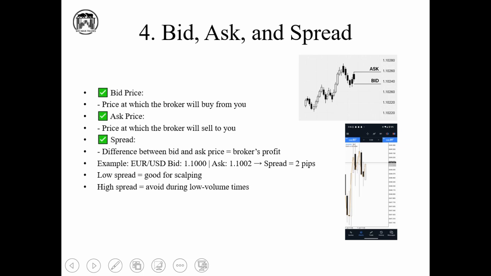And then we have the bid and ask, and then spread. So bid price is the price at which the broker will buy from you. And ask price is the price at which the broker will sell to you. So the spread is the difference between the two. The day you start trading, you'll see I have these two images. You'll notice there are usually two lines at the point where you're going to execute a trade. That is the ask and bid, and the difference between the two gives the spread.